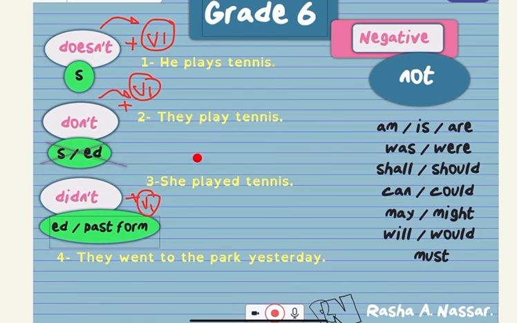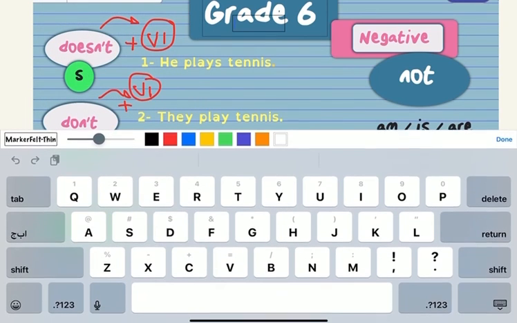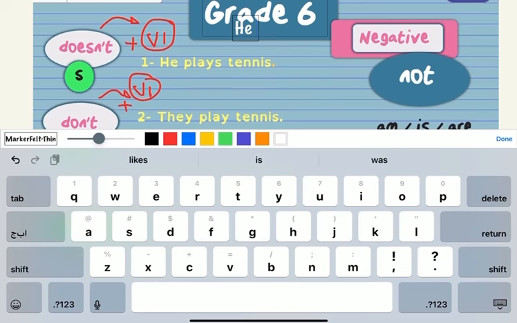Let's see the examples here. He plays tennis. Change this sentence into negative. How can I change this sentence into negative? I will look at the verb with S, so I will use don't or doesn't or didn't. I will use doesn't. So I will write he doesn't play. Only play. He doesn't play tennis.